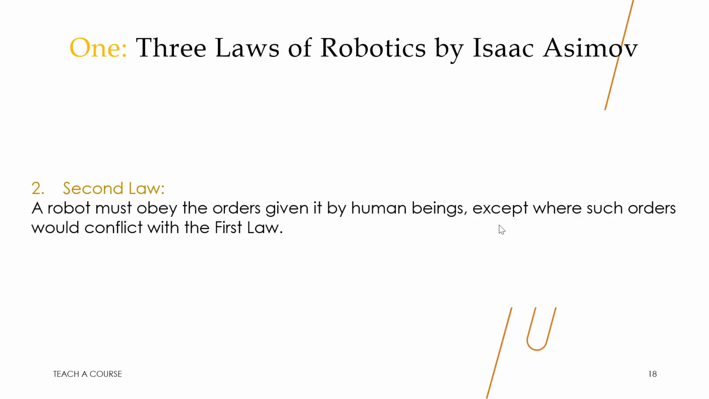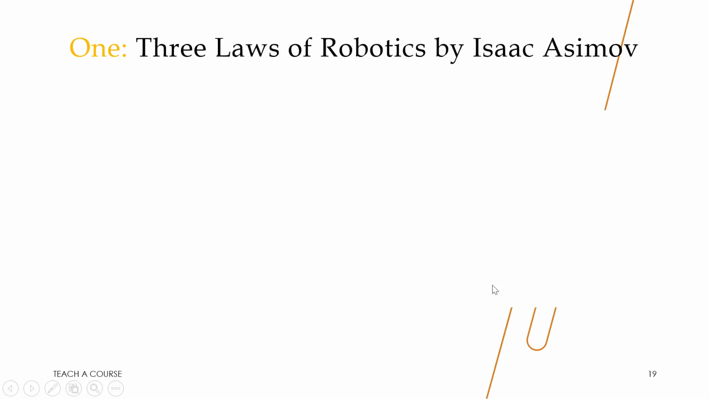If a human order contradicts the first law, the robot must refuse to comply. In such cases, a robot must prioritize human safety, even if it means going against a direct order. That's the second law. Now, let's move on to the third law.